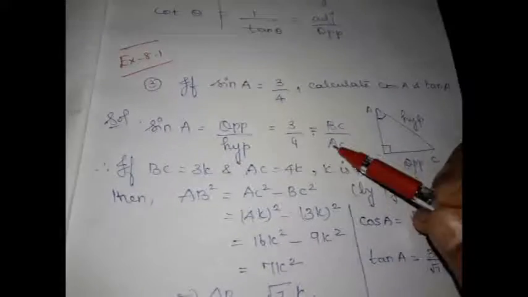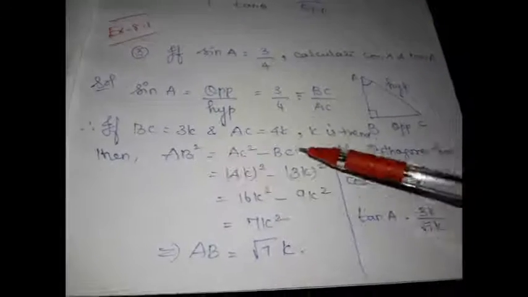So BC is going to be 3K and AC is going to be 4K. What does this imply? The ratio of BC to AC is 3:4. If the ratio is given, we take it along with some positive integer, so we are taking 3K and 4K where K is a positive integer. Since it is a right triangle, we can find AB by applying the Pythagoras theorem.